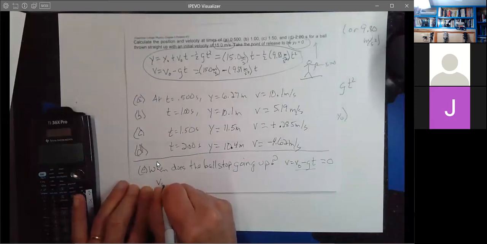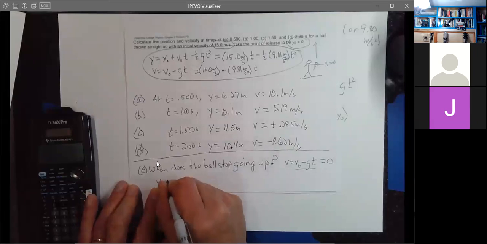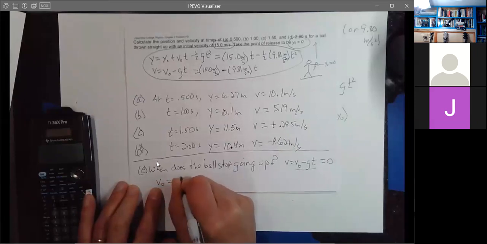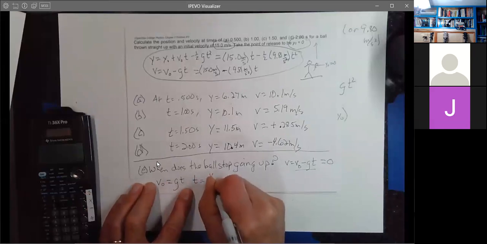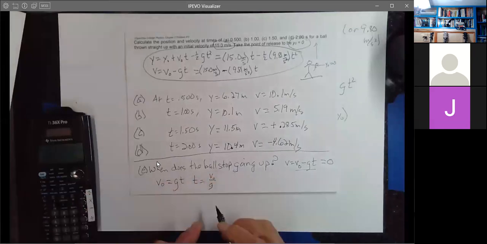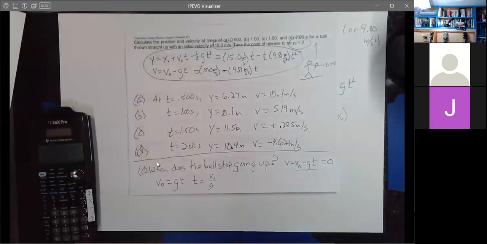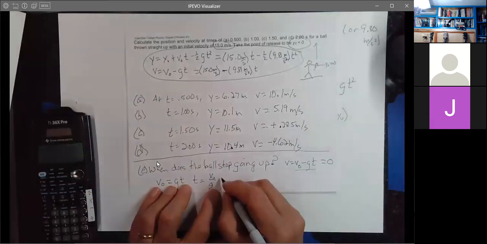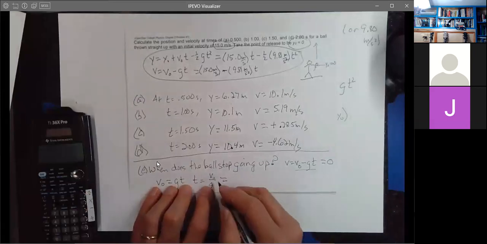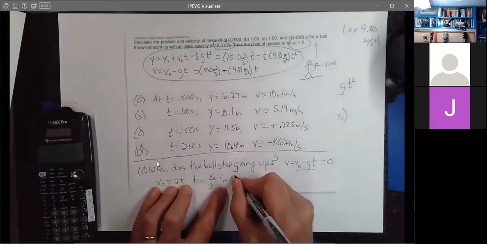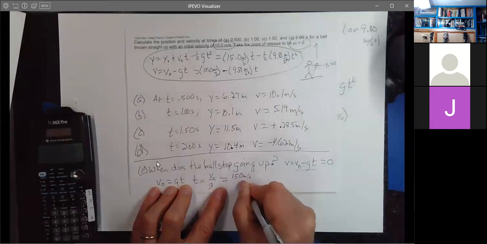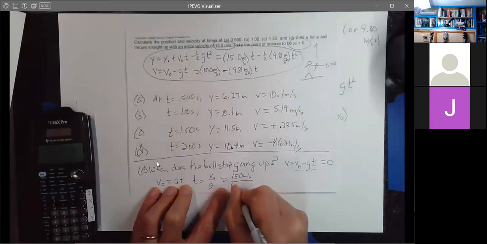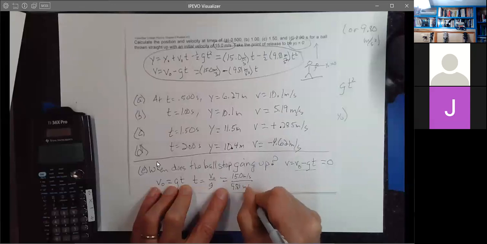That means if I kick the minus gt across, I get v naught equals gt, or t is equal to v naught over g. That's a value for the time when the thing starts coming down. So I just take my initial velocity of 15.0 meters per second and divide by 9.81 meters per second squared.